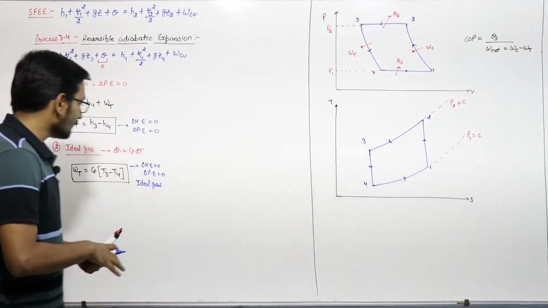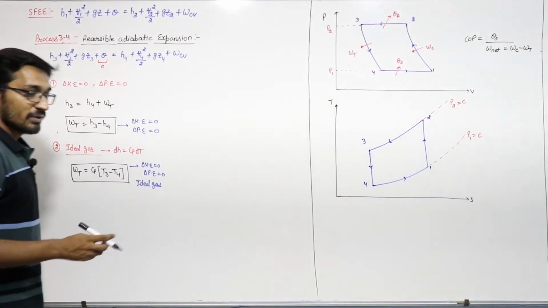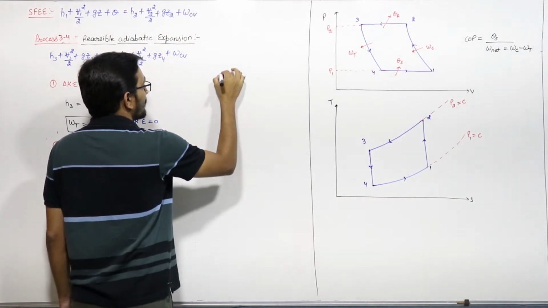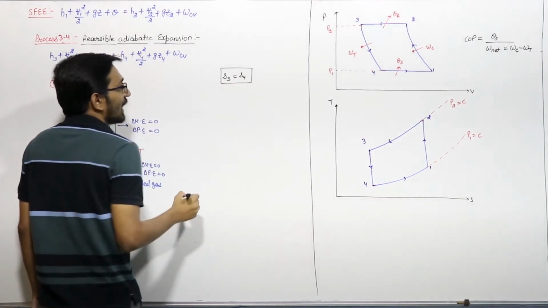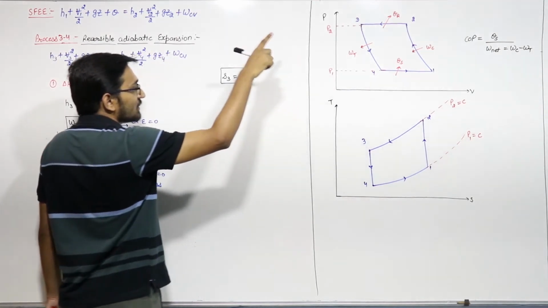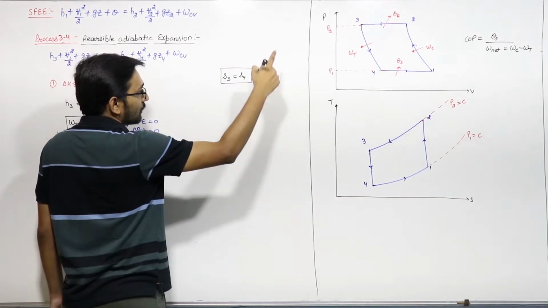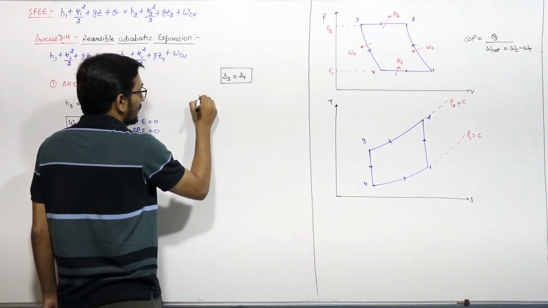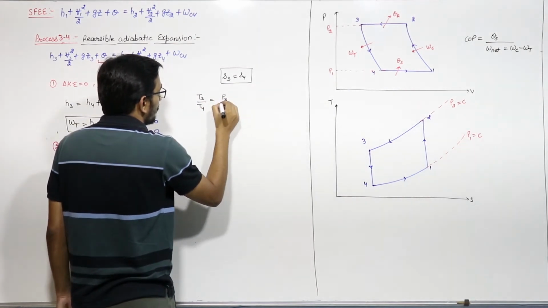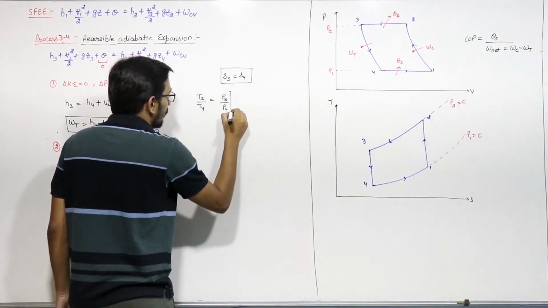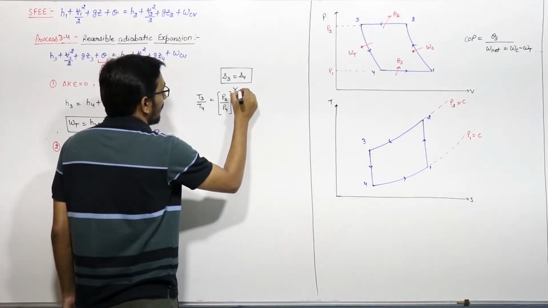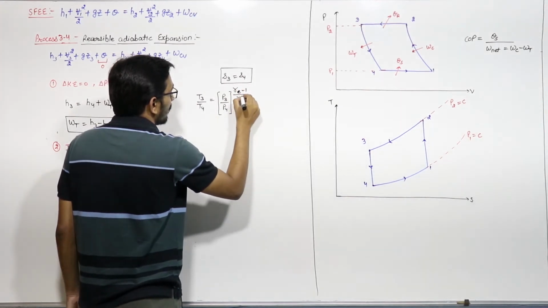I understand. This is which form? Reversible adiabatic. So S3 will be equal to S4. Entropy must be equal. We know this. And if you see the pressure ratios, I can write for 3 to 4, T3 by T4 will be equal to P3 by P4 raised to the power (gamma minus 1) upon gamma.